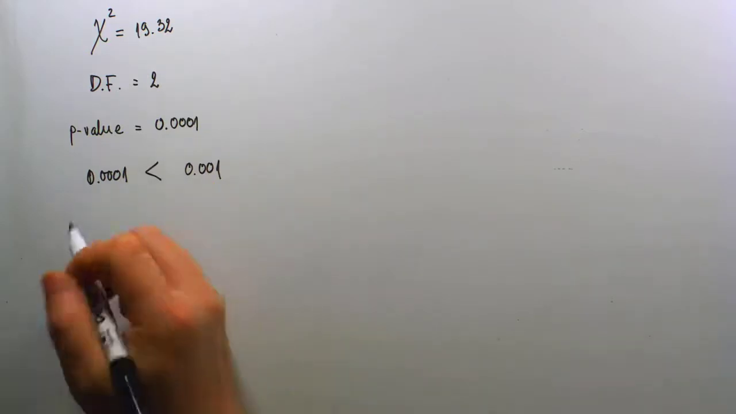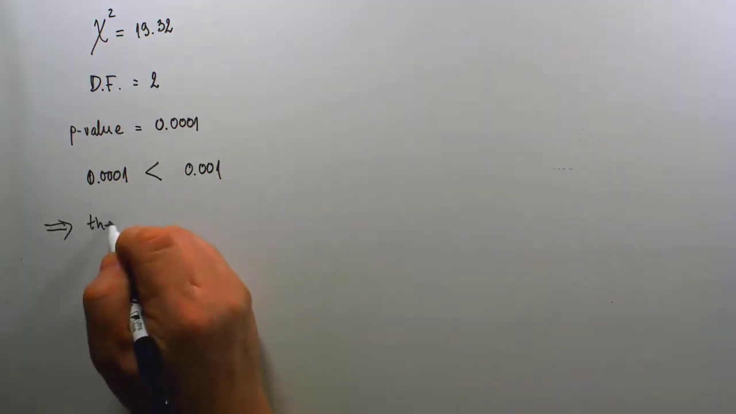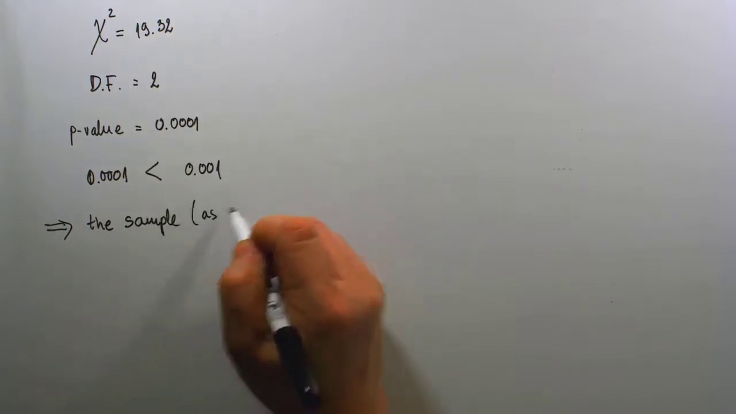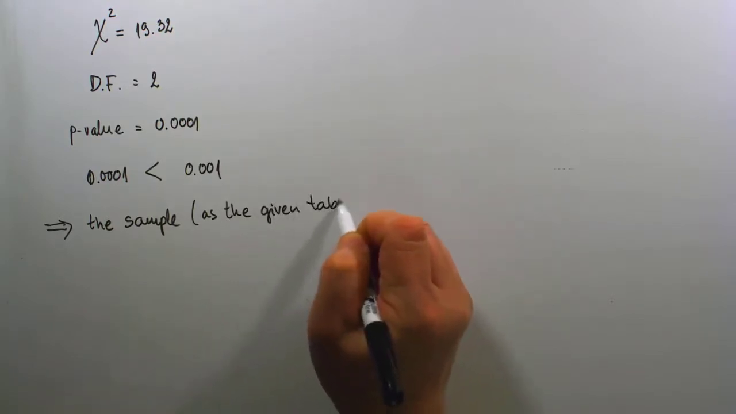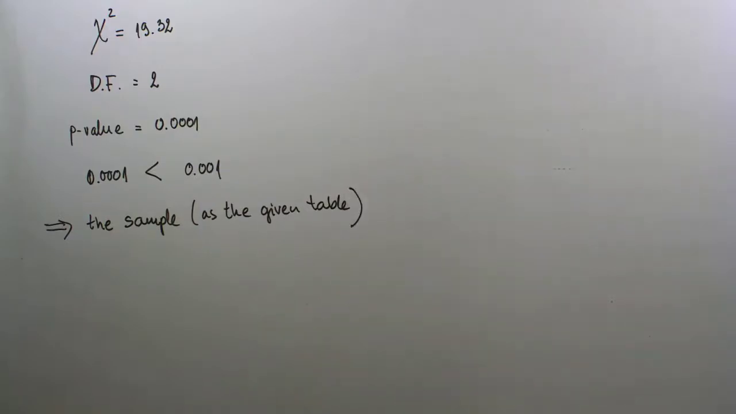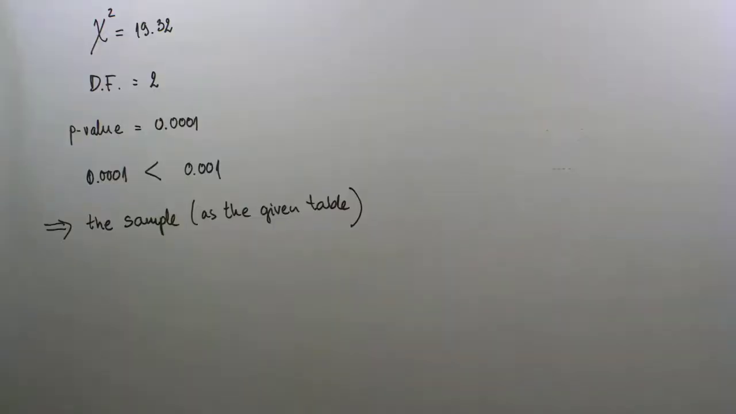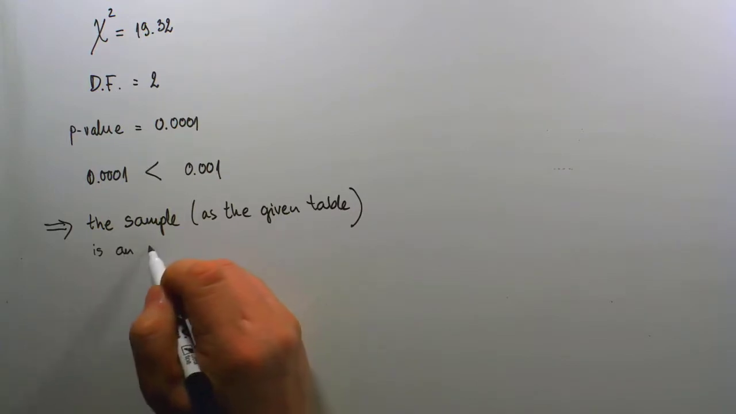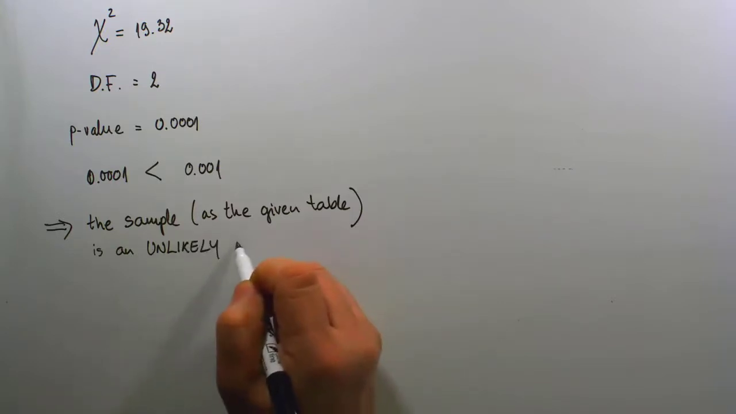So that means further that the sample, the original table that we've had right here, is an unlikely sample.